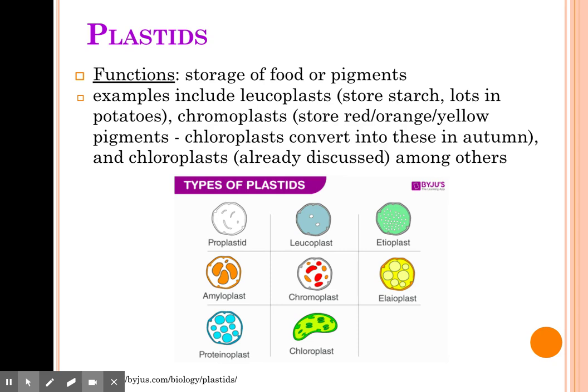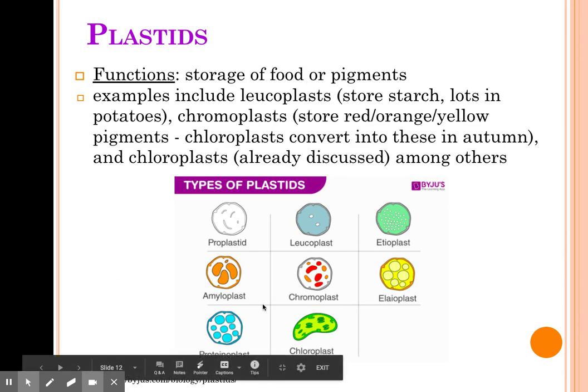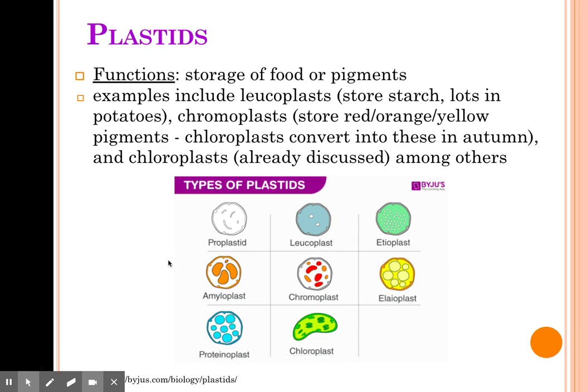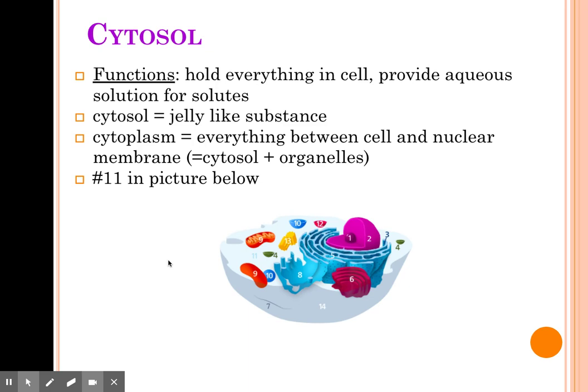And we see these now. We see these outside in the autumn when chloroplasts start converting into these and changing the leaves from green to red, yellow, and orange. And then chloroplasts, which we've already discussed. There are some others as well that are real mild or not common, I guess, rare. It's a good word. And then cytosol.